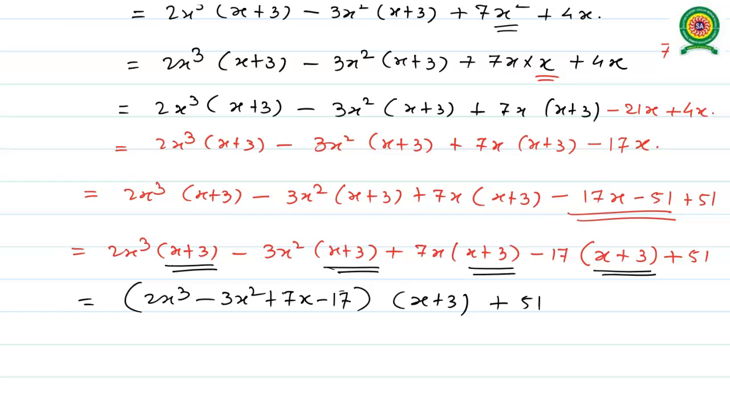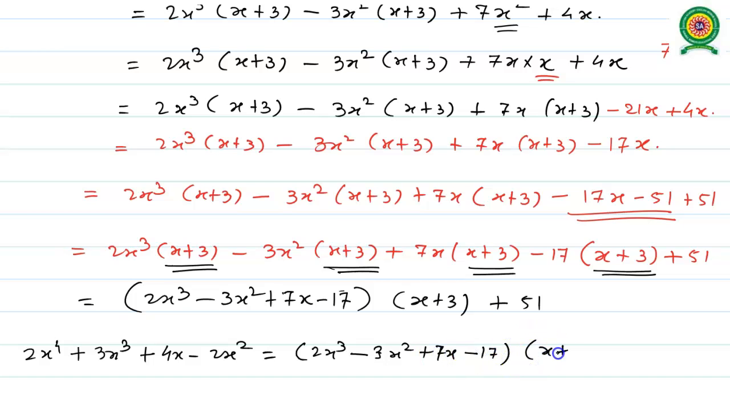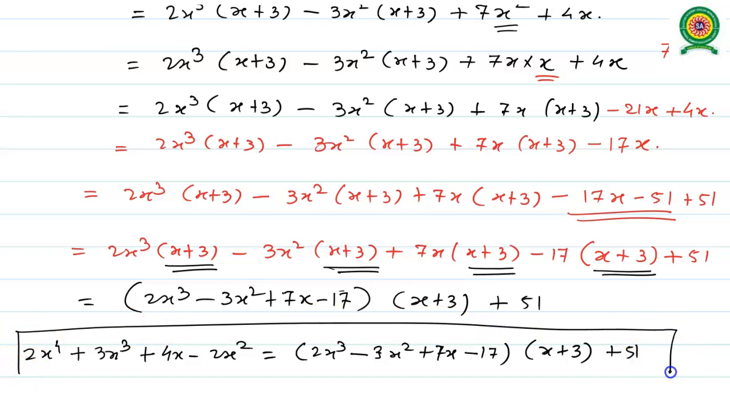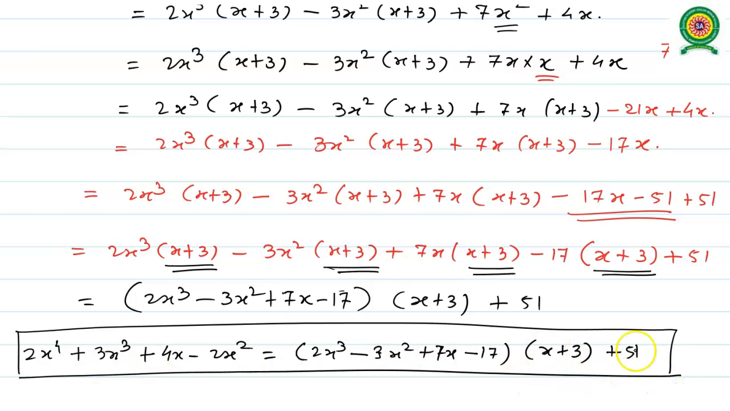So we can write our given dividend polynomial of the form 2 times x raised to 4 plus 3x cube plus 4x minus of 2x square is equal to the quotient polynomial 2x cube minus x square plus 7x minus of 17 into the divisor polynomial x plus 3, and the remainder 51. So as per the Euler's formulation linear method, our answer is of this form. Once you compare it with your synthetic division, you are having the same answer.